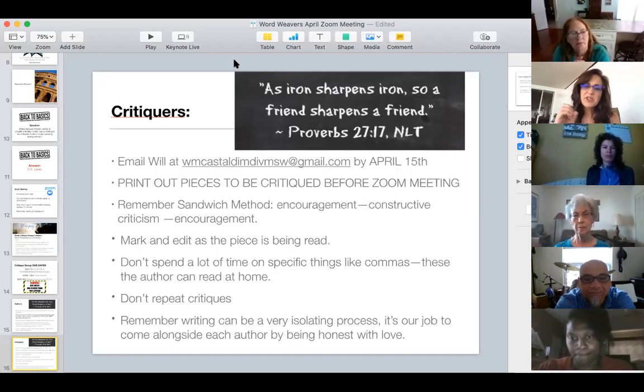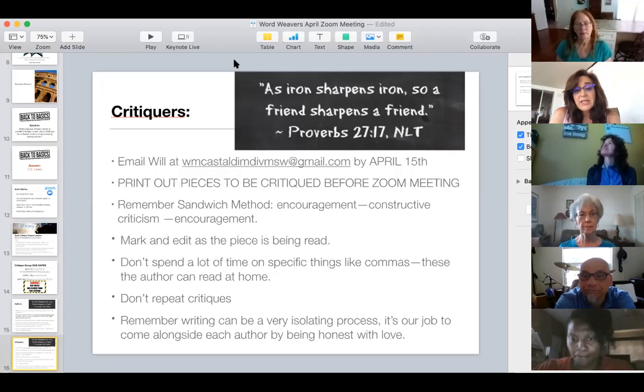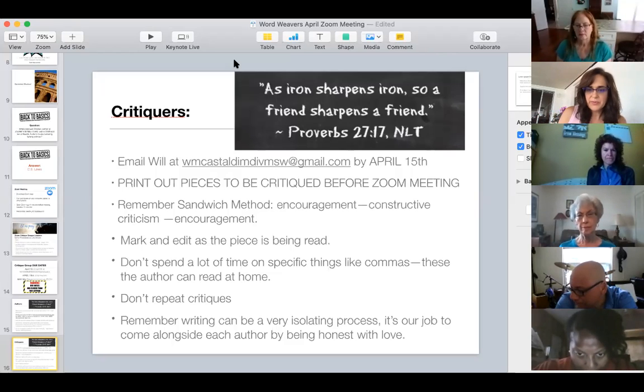Don't spend a lot of time on specific things like commas. The authors can read these at home after you're done. You again have the same 5 minutes for everyone to look over the piece and 3 minutes per critique. So if you're spending a lot of time verbally on commas or things like that, you're not going to have time for your full critique. Don't repeat a critique if someone else in your group has given a similar critique. And remember, writing, especially during COVID-19, this quarantine time, can be a very isolating process. It's our job to come alongside each author by being honest with love.